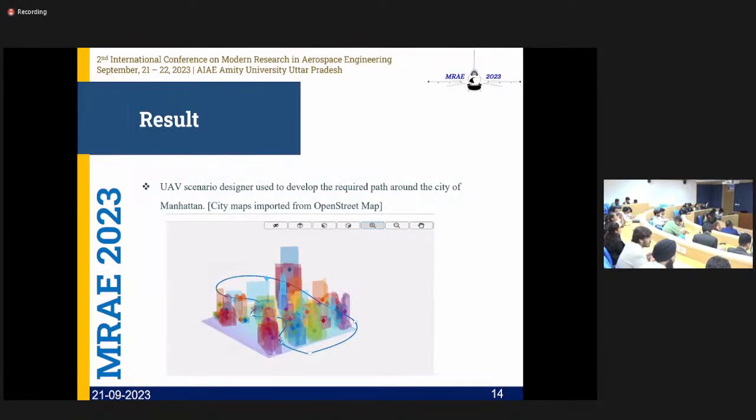So in order to test it virtually, we used the UAV scenario designer, where we imported the OpenStreetMap into the software. We put up the map of Manhattan and employed a path around the whole city where it can do analysis in case of a disaster. In an actual scenario, a similar map can be input into the software or the ground station, and the trajectory can be set by the person who will be handling it. In this scenario, the drone will be doing the analysis along the given trajectory.